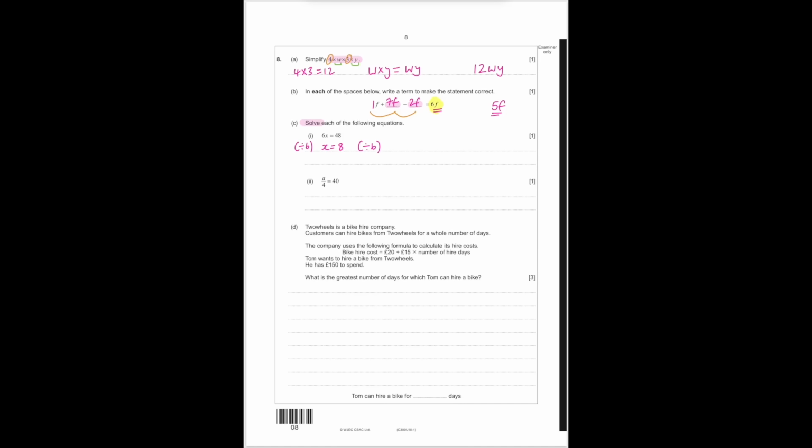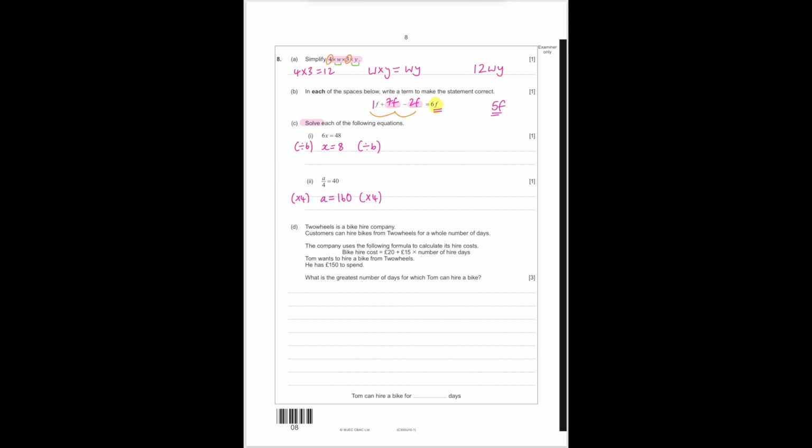Part 2. A divided by 4 equals 40. So remember, this fraction, A over 4, is a division. Fractions are also division. So A divided by 4 equals 40. The inverse of dividing by 4 would be to times by 4. So when I times by 4, I get A equals, remembering to do it to both sides, 40 times 4, which is 160.